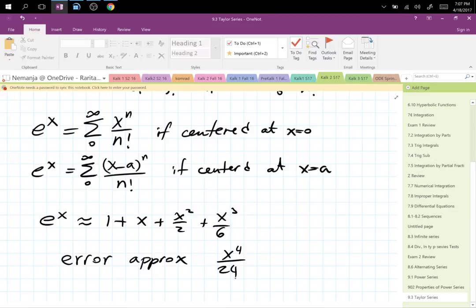Thinking about how much the next term is going to contribute in comparison to this term, the next term is divided by 120. The following term is divided by 720, right? So dividing by 24 already cuts into it, right? So let's say you were computing e to the 0.1. What is the error? It will be 0.1 to the fourth divided by 24. That is a really tiny number.